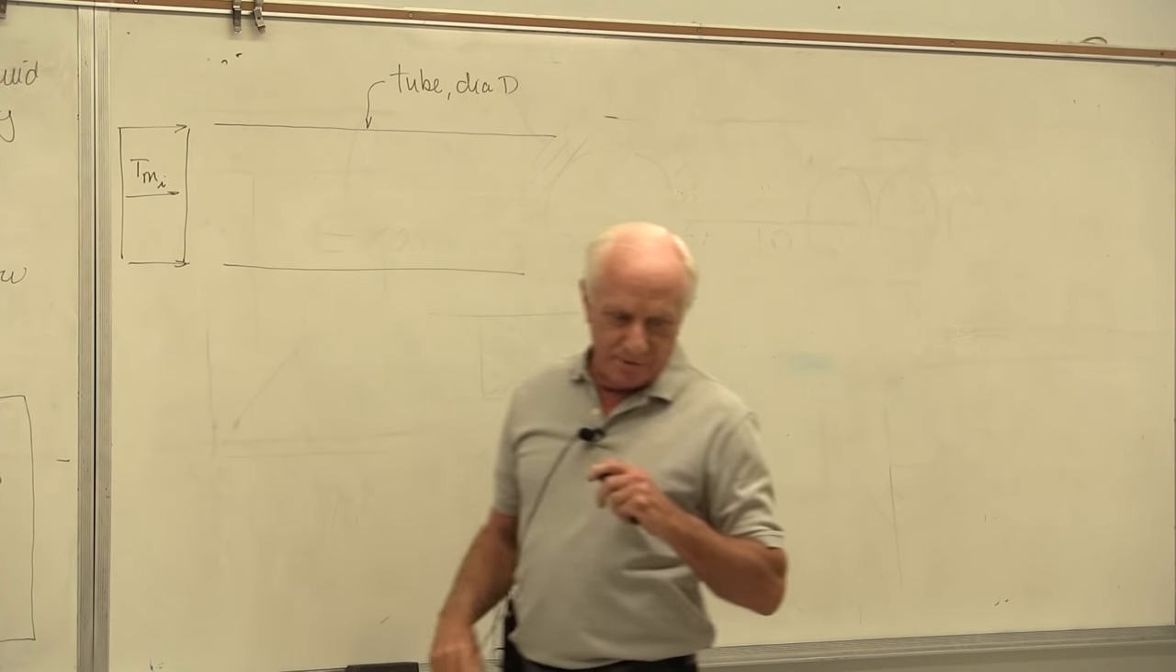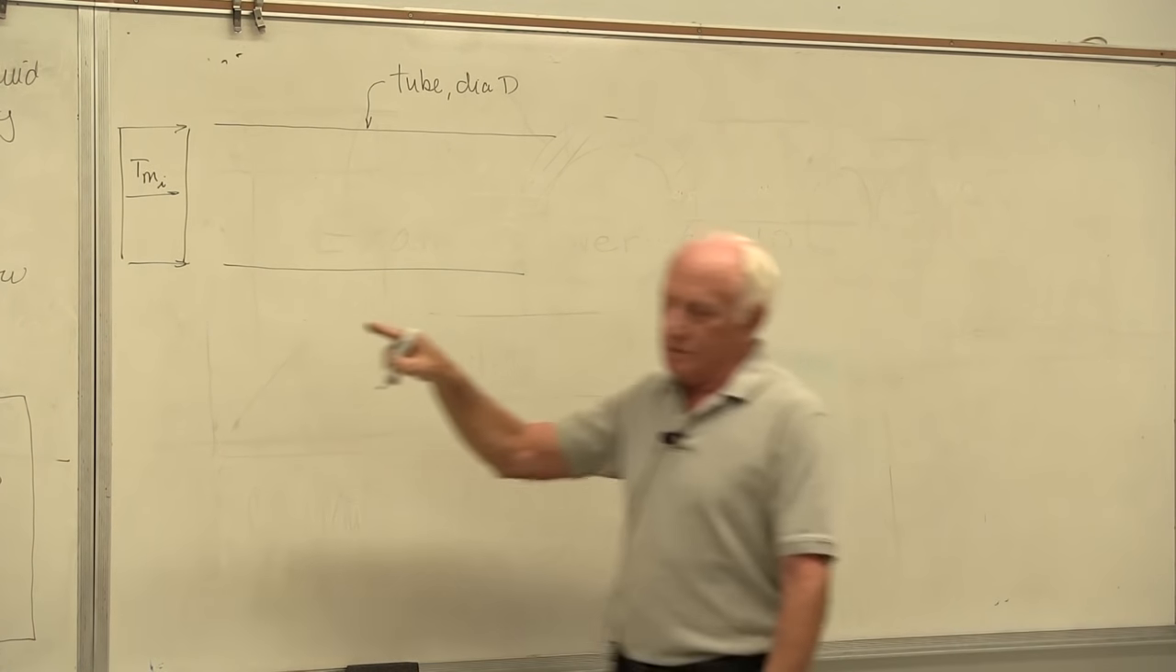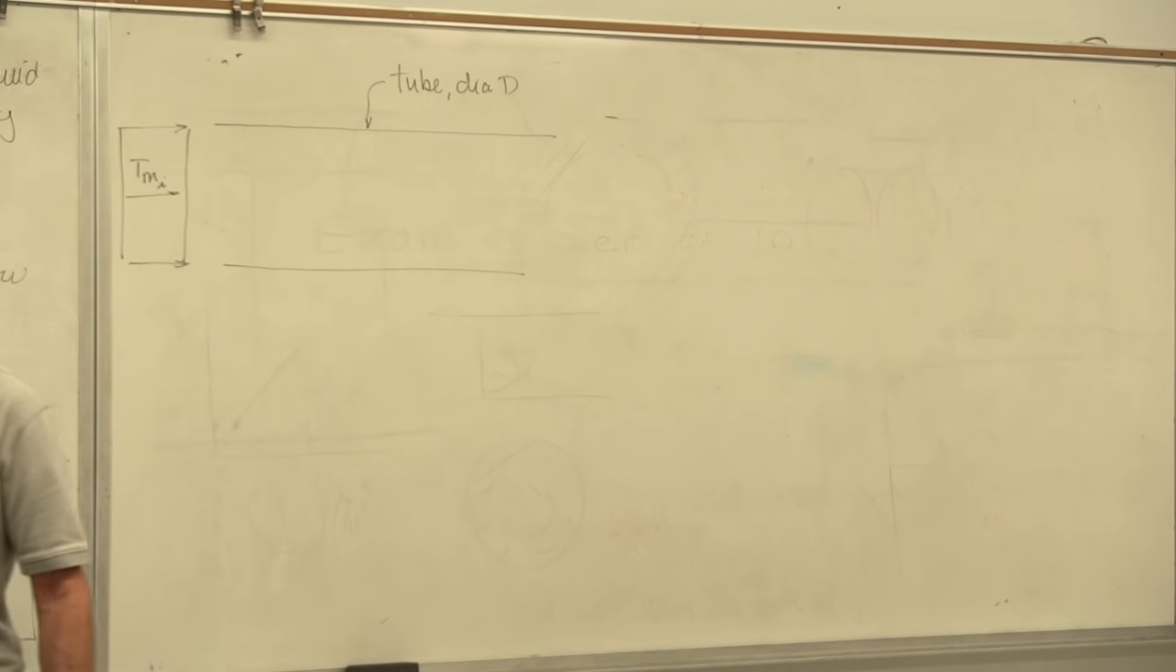Let's go back to chapter 7 one more time. What's approaching the flat plate? U infinity. What's coming into the tube? Don't say U infinity. There's no such thing as a free stream temperature in a tube. U_m,i.